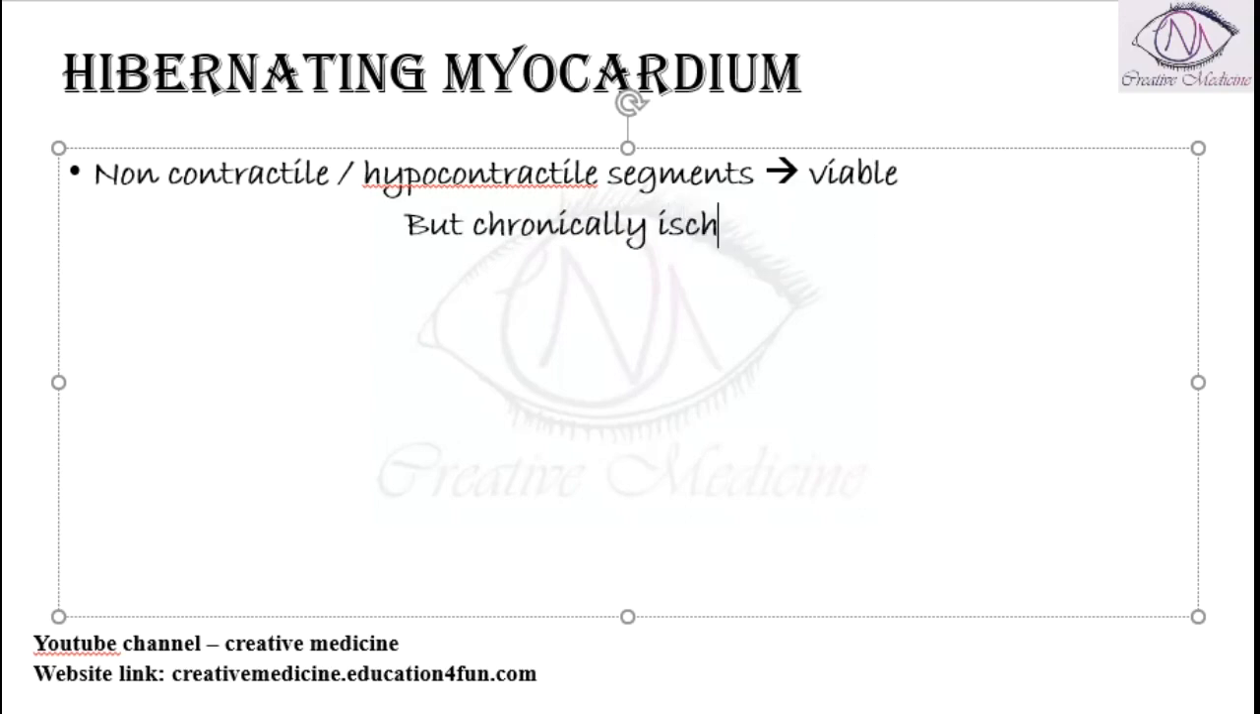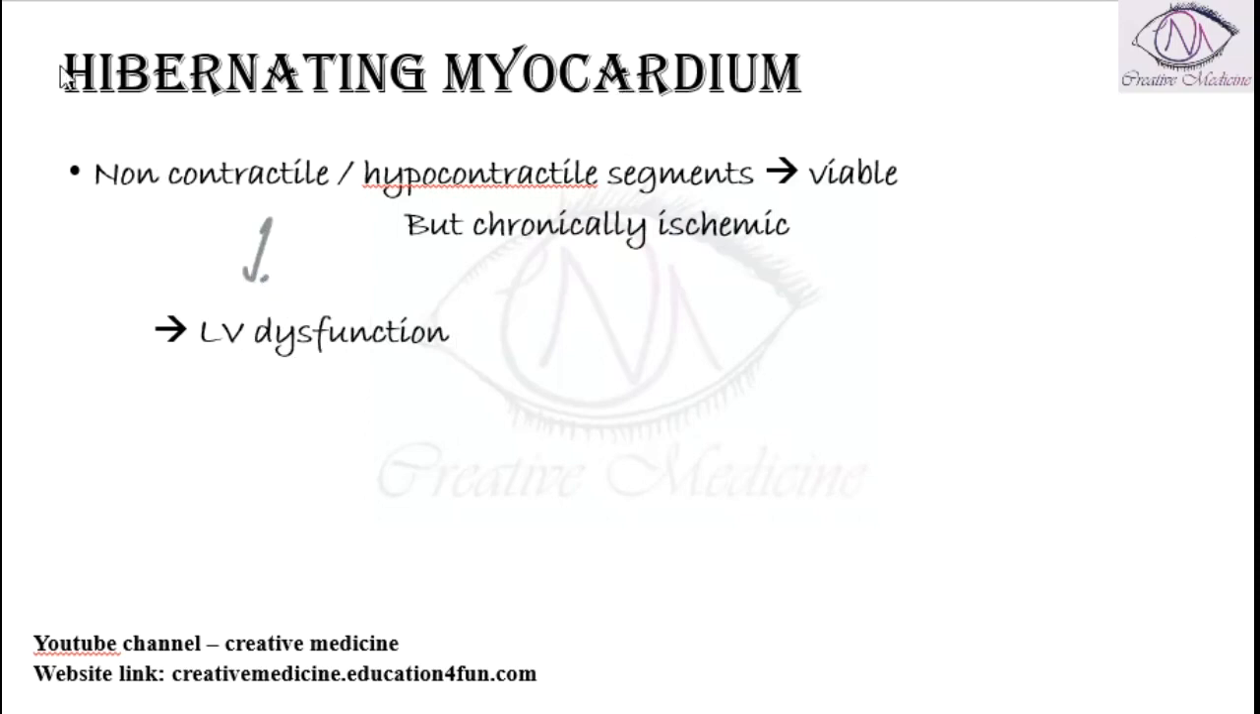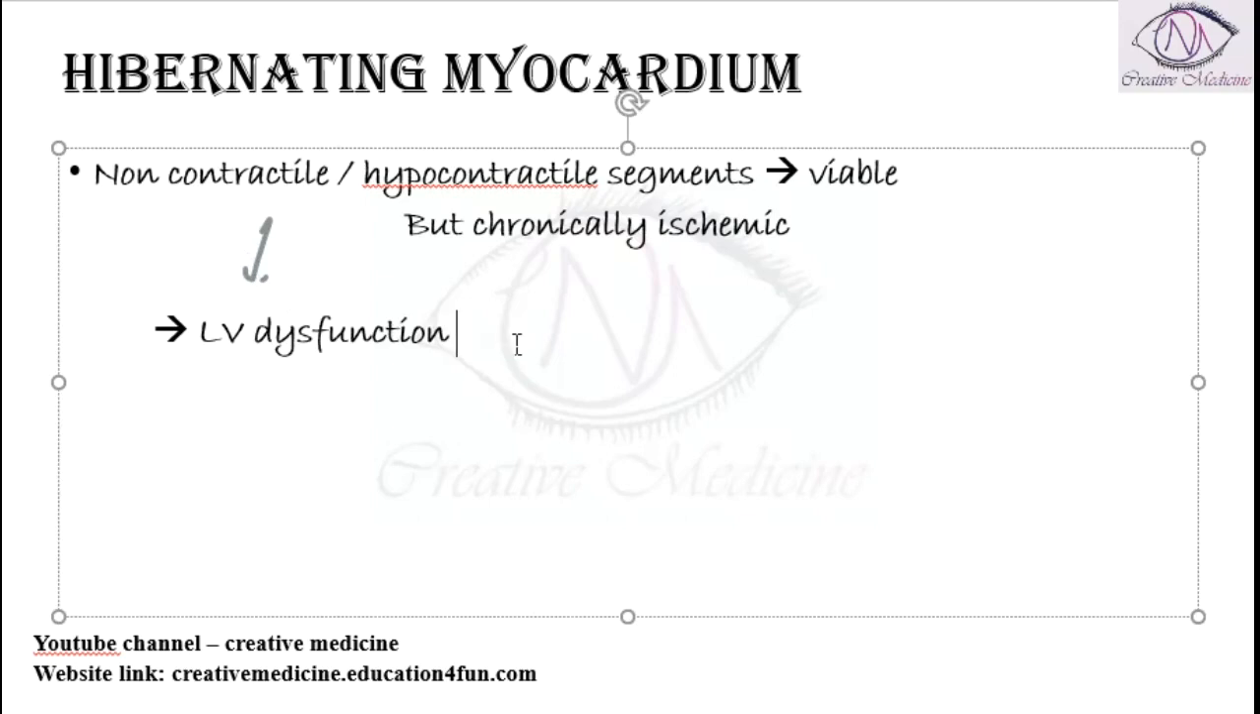Because these non-contractile and hypocontractile segments are chronically ischemic, they are not receiving the blood supply. As a result, this will result in left ventricular dysfunction, but in reality they are viable. They are alive, but they are not receiving blood supply. So this myocardium is called hibernating myocardium. Because of this left ventricular dysfunction, they will also have reduced function.